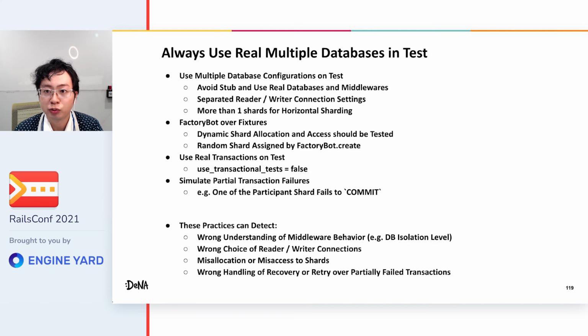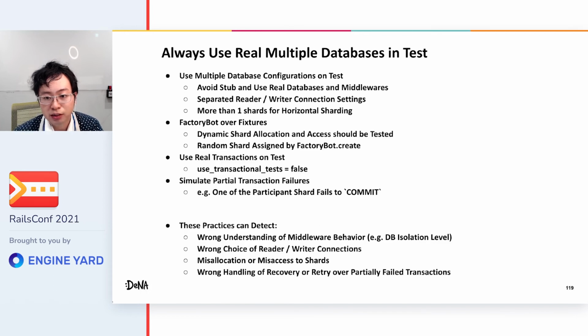The recommendation for using real multiple databases in tests is, first, use real multiple database configurations in test. Avoid stubs and use real databases and middlewares, and separate reader and writer connections. And there should be more than one shard for horizontal sharding. And we love factory bot over fixtures because it can test the dynamic shard allocation and access. And we recommend using real transactions in test by setting the config. And we also simulate partial transaction failures.